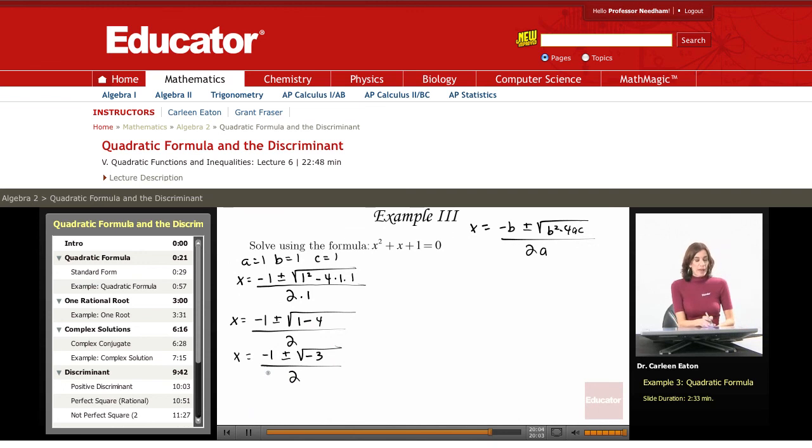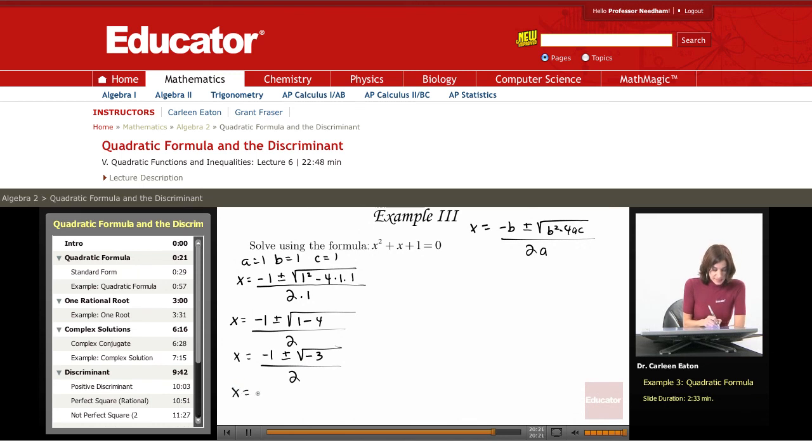Okay, so you can see what happened here is I ended up with a negative number, a negative discriminant. Because it's asking me to take the square root of a negative number, my solutions are going to be a pair of complex conjugates. There's no real solutions, but there are solutions.